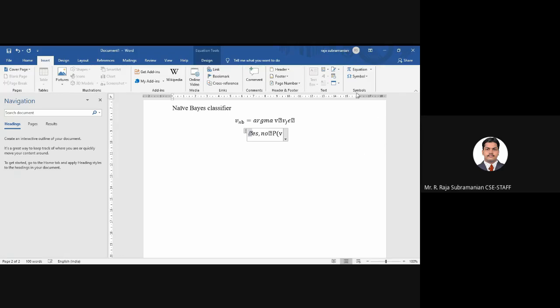This LaTeX is actually not supporting much. Please wait for a while. It is actually loading.